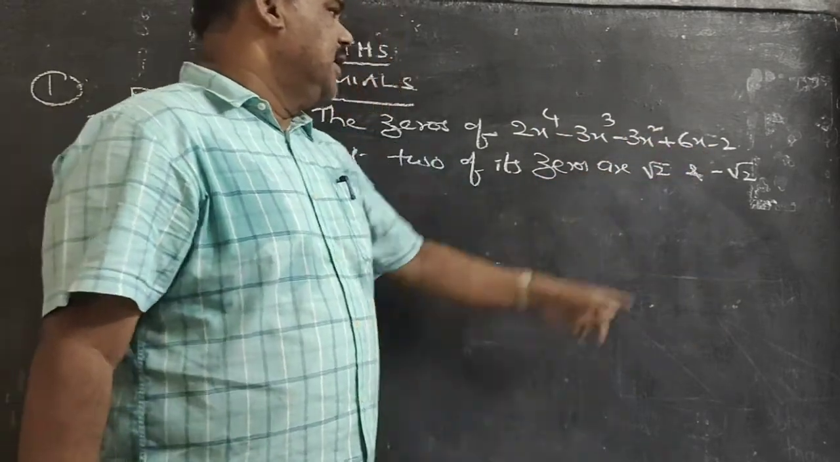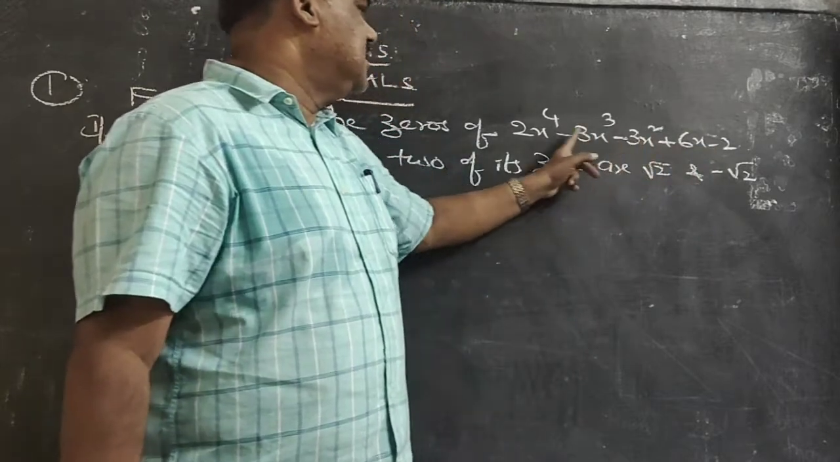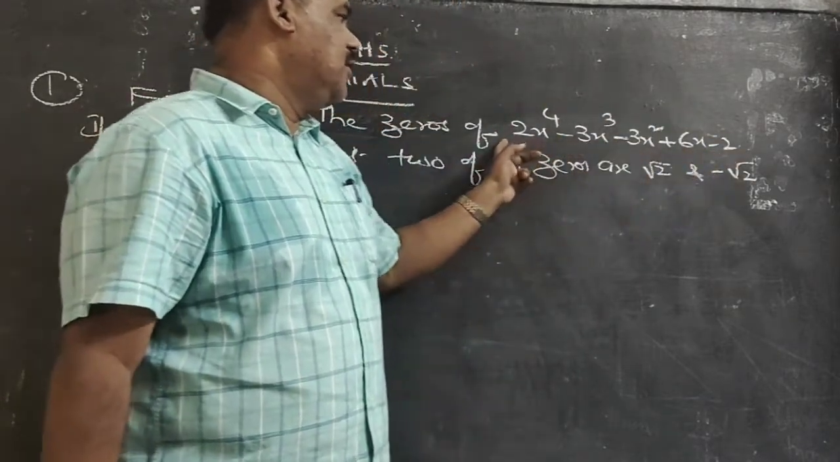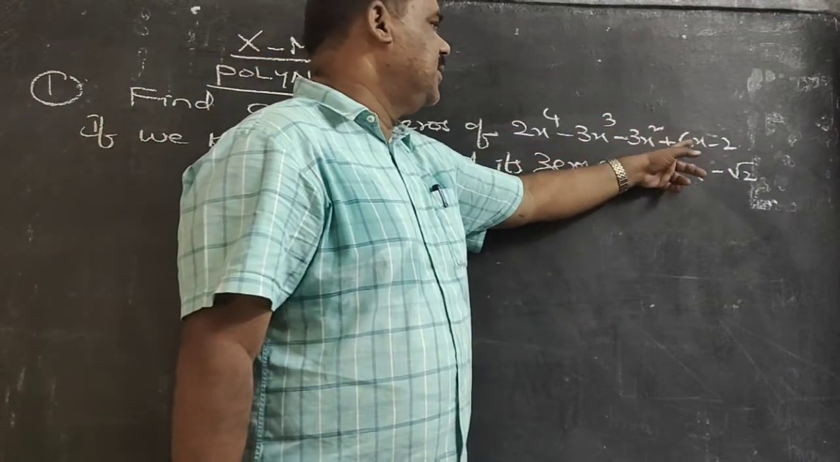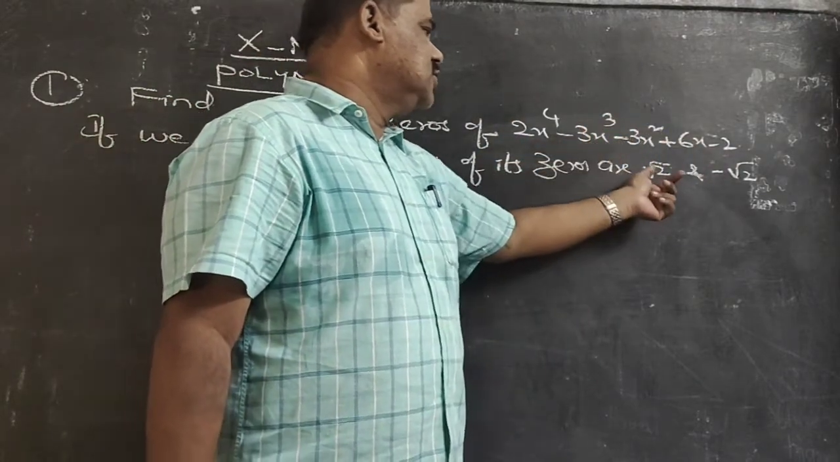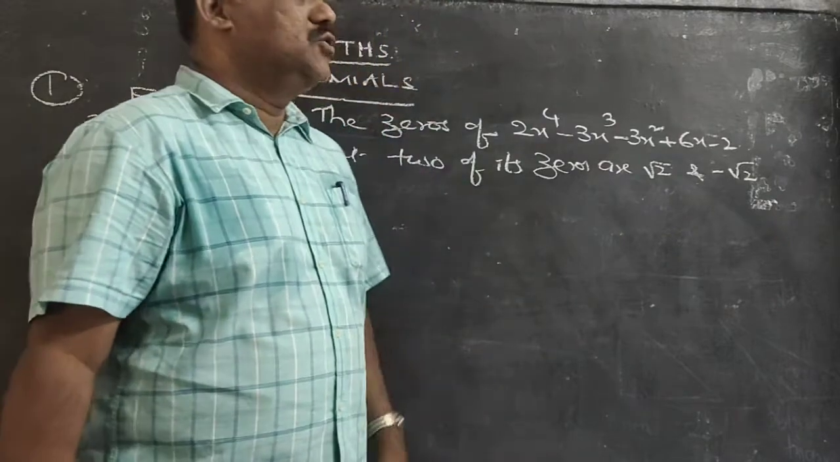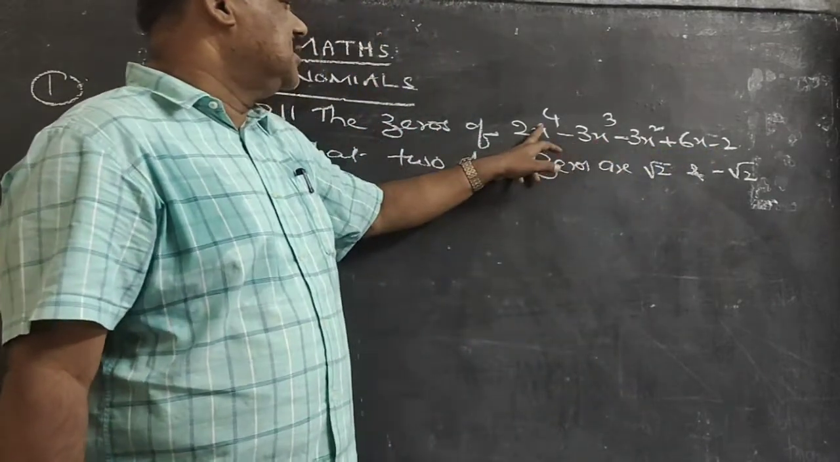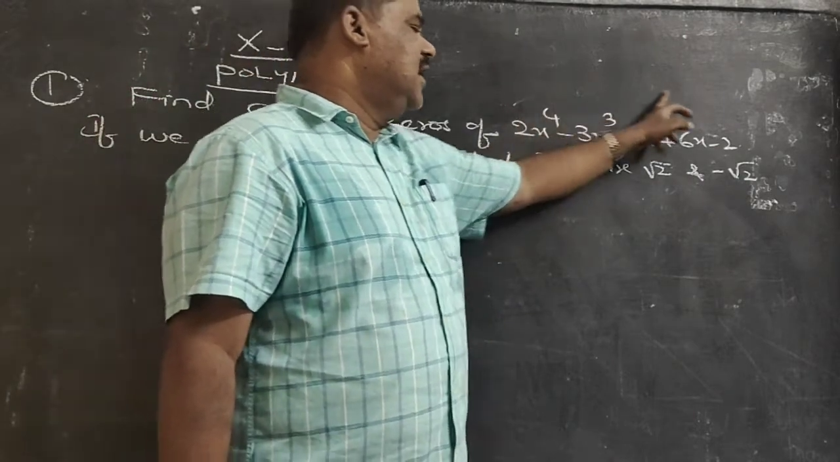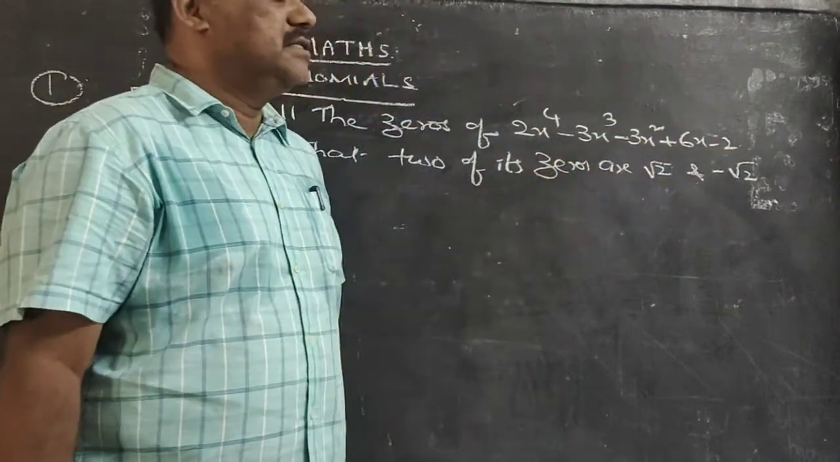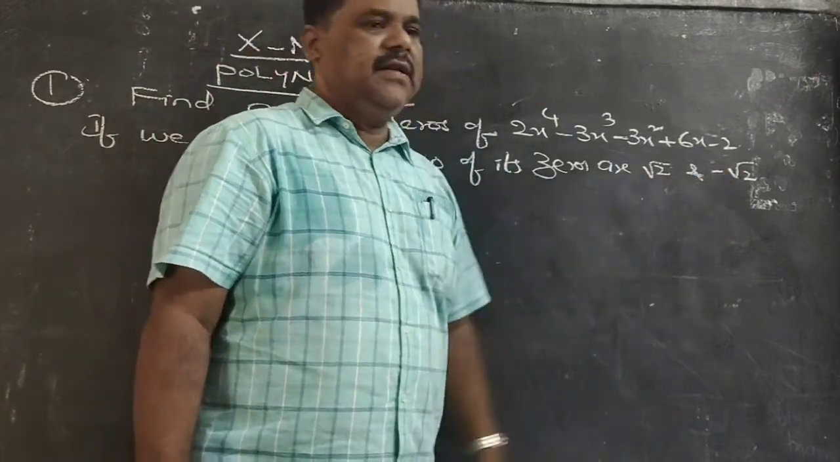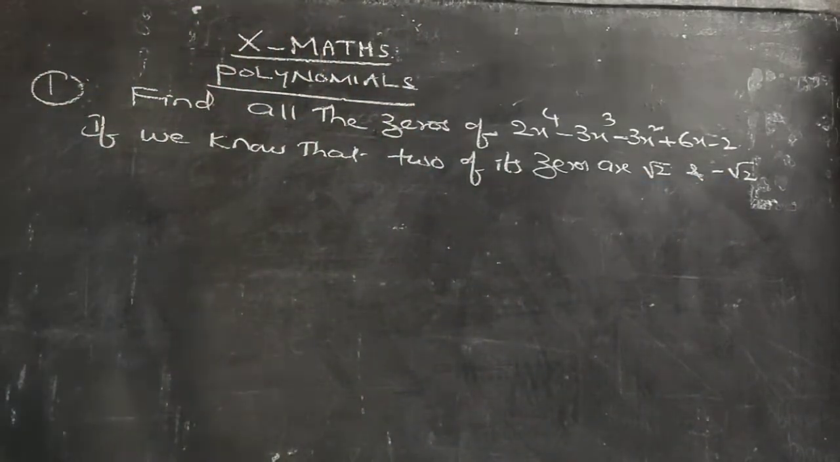Here one polynomial is given, that is 2x to the power 4 minus 3x cube minus 3x square plus 6x minus 2. In this polynomial, the highest power of x is 4. Therefore, x will have 4 values, we call them zeros of the polynomial. Among those 4 values, 2 values are already given, so the remaining 2 we have to find.